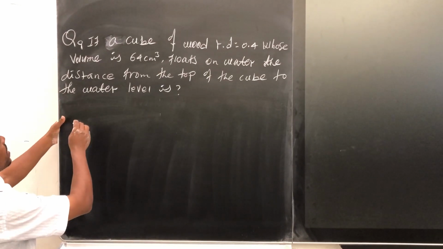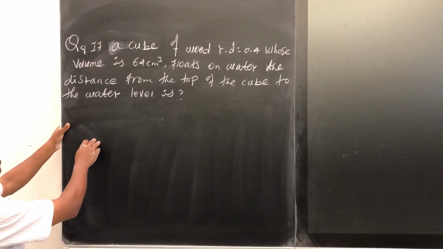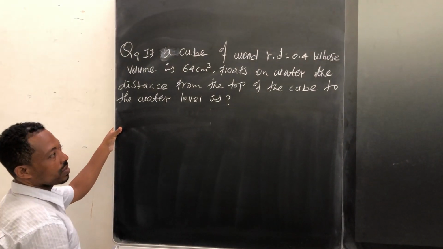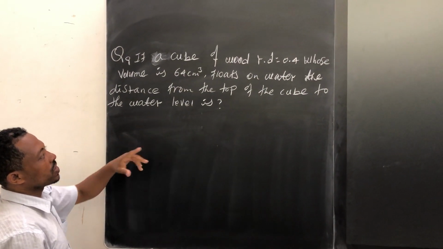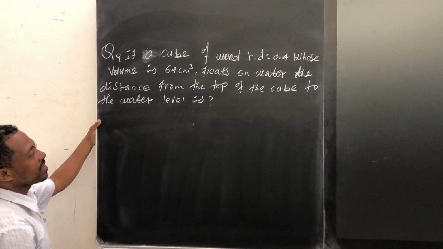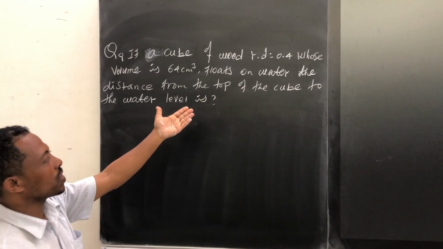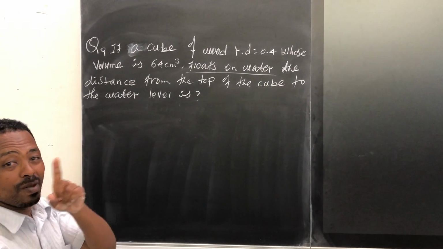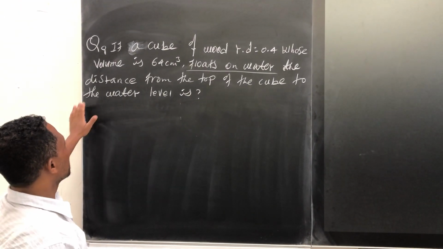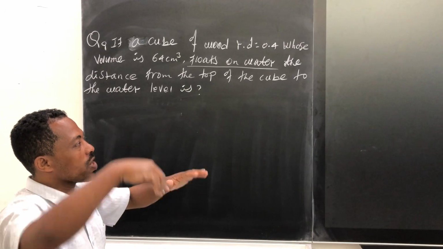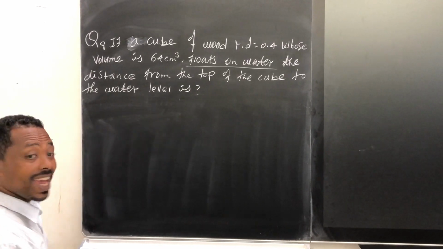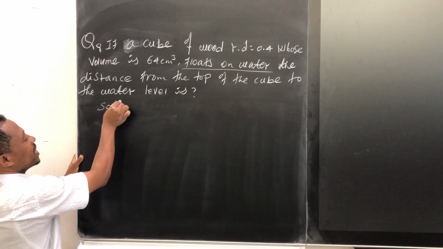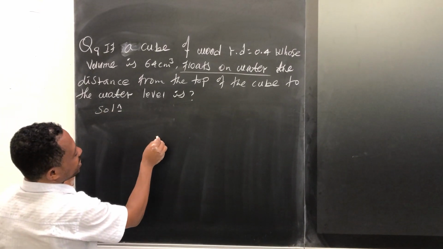What does it say? If a cube of wood with relative density 0.4, whose volume is 64 cubic centimeters, floats on water, this term is very important to us. We want the distance from the top of the cube to the water level. No solution yet, just consider this is a cube.